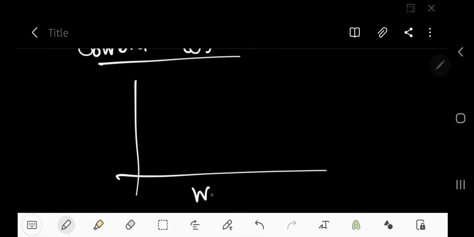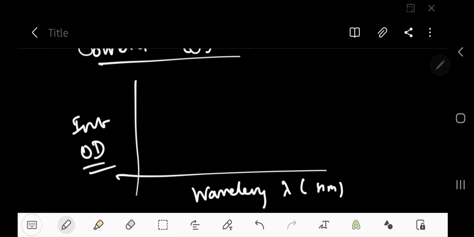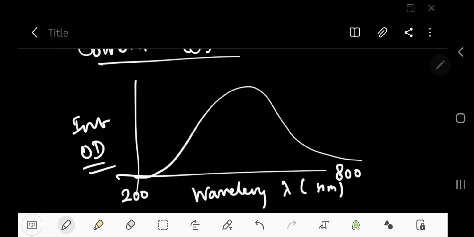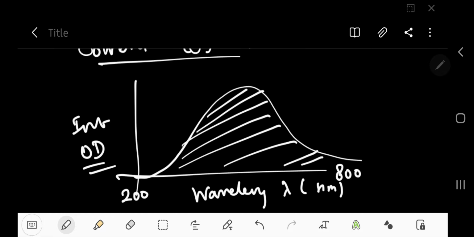You will get wavelength lambda in nanometer on the x-axis and the intensity on the y-axis. It is nothing but the optical density or the absorption of radiation. We will normally record between 200 nanometer and 800 nanometer, in the UV and visible region. A typical UV-visible spectrum will have a band like this, which represents the lambda max. The wavelength at the maximum intensity is called lambda max.